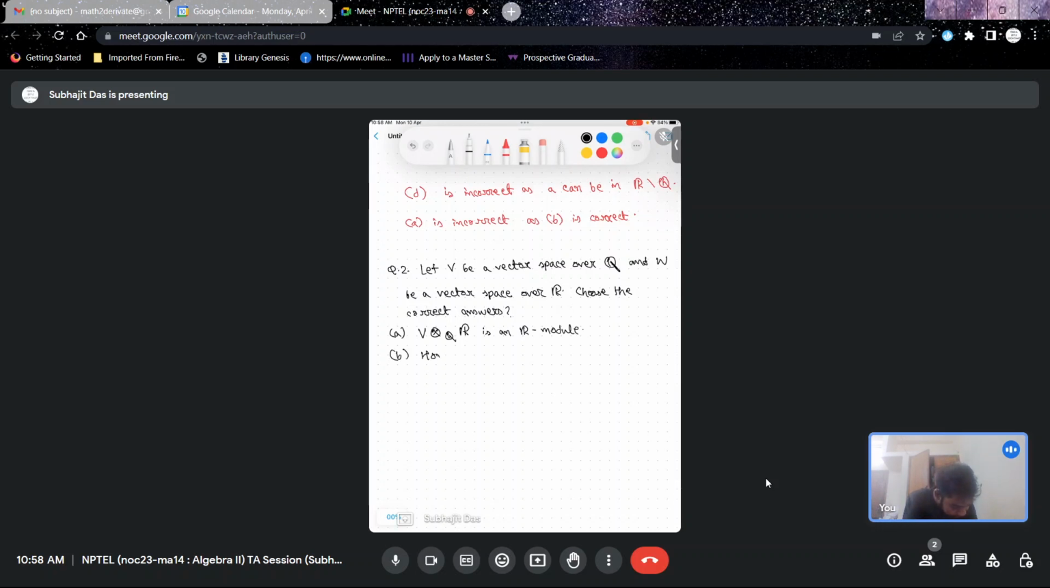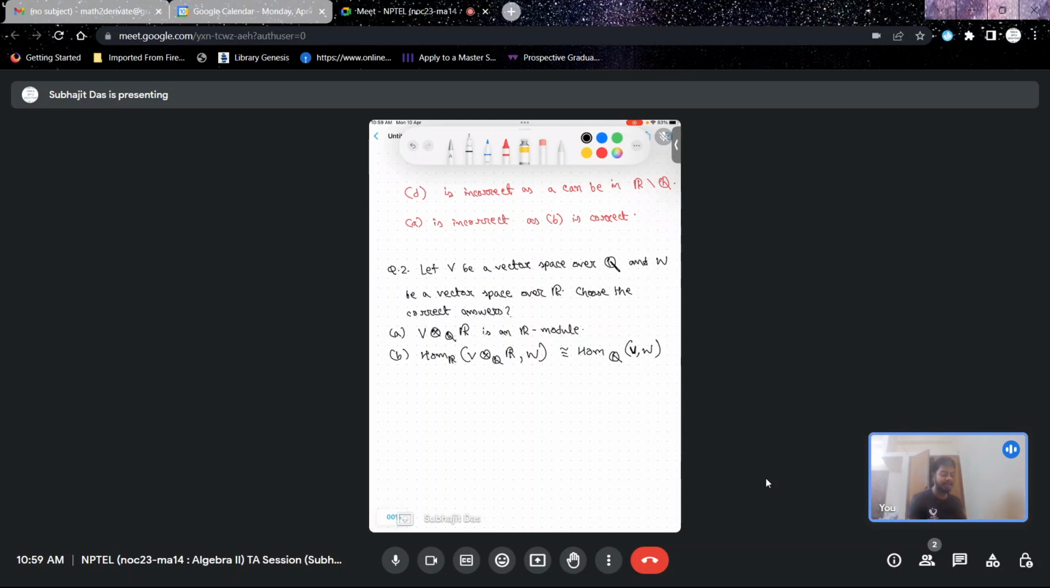Option B says that Hom_R(V tensored over Q with R, W) is isomorphic to Hom_Q(V, W). So what this says is that, note that W is a vector space over R, hence it's a vector space over Q as well. Therefore you can look at the set of all morphisms of V into W, the morphisms in the category of Q vector spaces from V to W, that is the morphisms with domain V and codomain W, in the category of Q vector spaces.